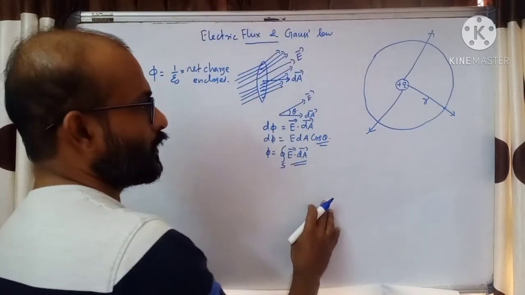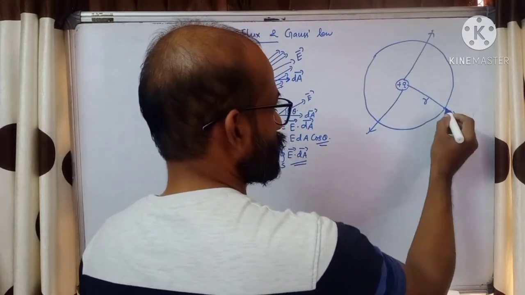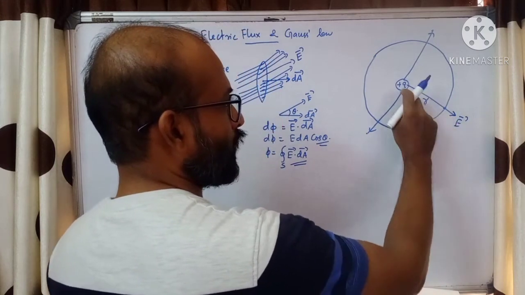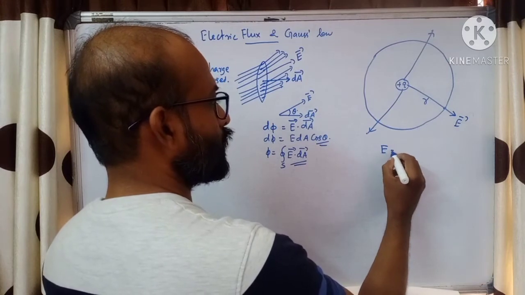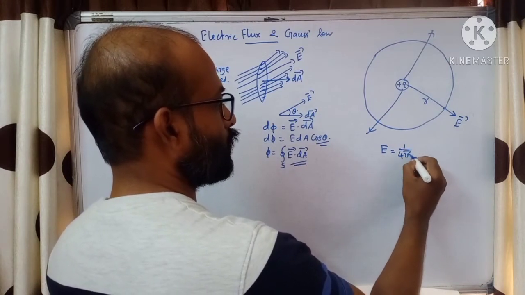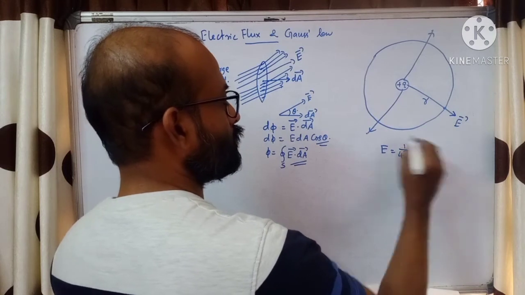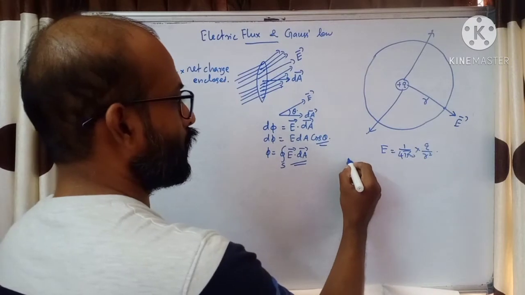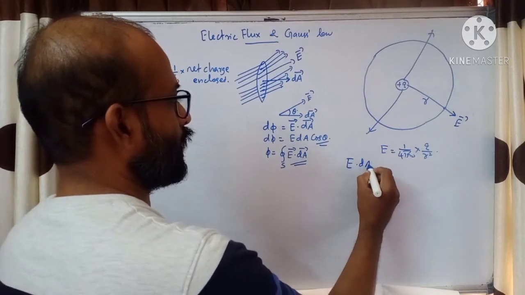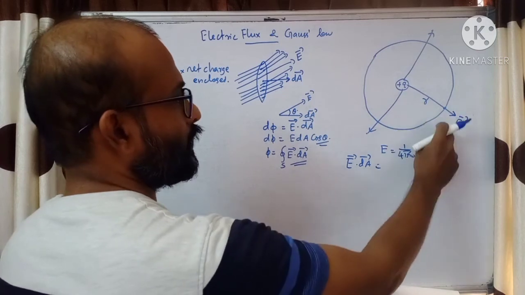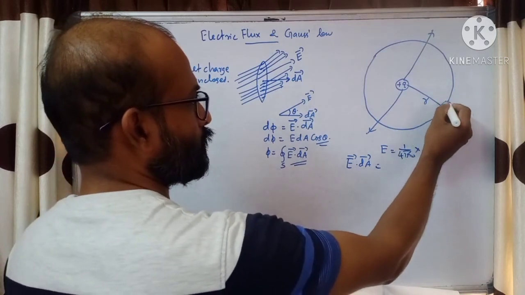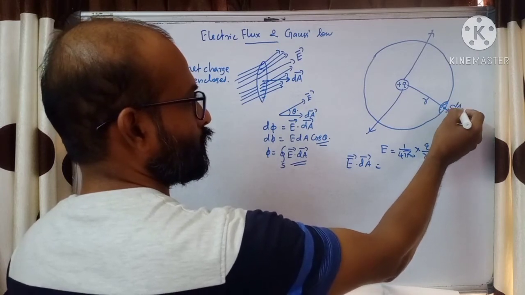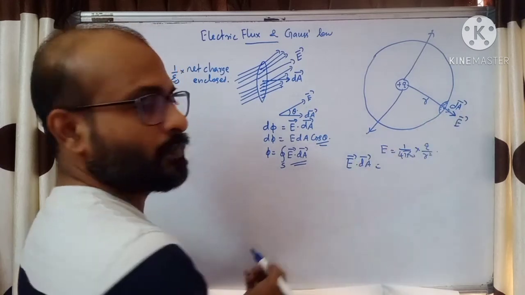To prove this, we can take a small area. First we will see the intensity at this point. Intensity is directed away. If R is the distance, the intensity is equal to 1 by 4 pi epsilon 0 Q by R square. Now we will take E dot dA. Let us take a small area here. This is the area, and this is the area vector along the same direction, both in the same direction.